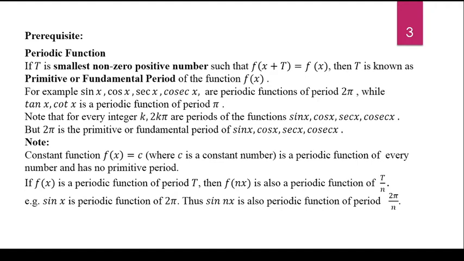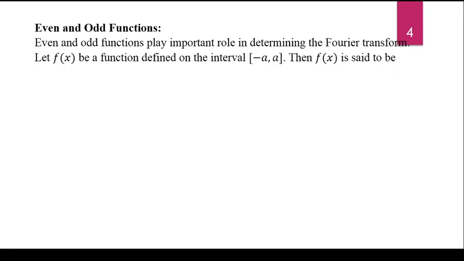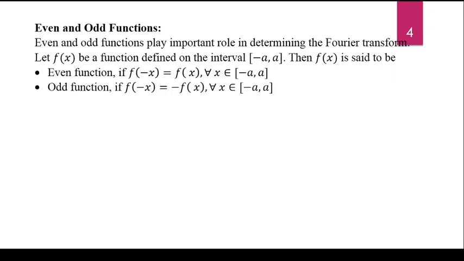Next, even function and odd function. A function f of x is said to be an even function if f of minus x is equal to f of x, and an odd function if f of minus x is equal to minus f of x. For example, cosine function, secant function and even degree polynomials are even functions, which are symmetrical about the y-axis. Sine function, odd degree polynomials and tan function are odd functions.